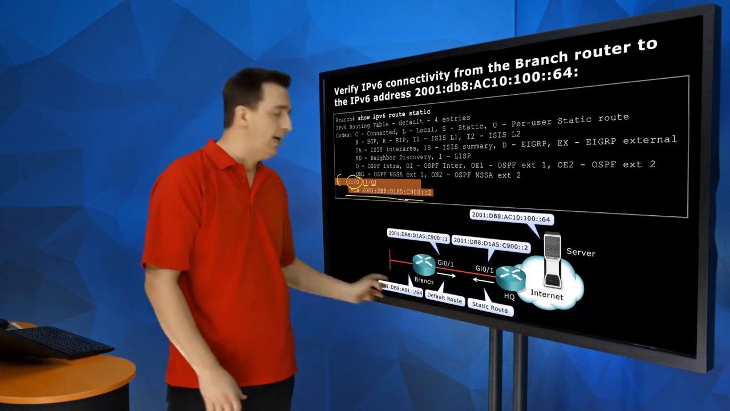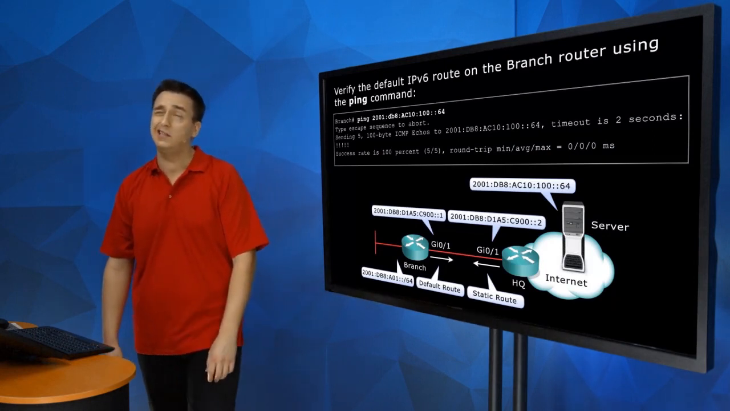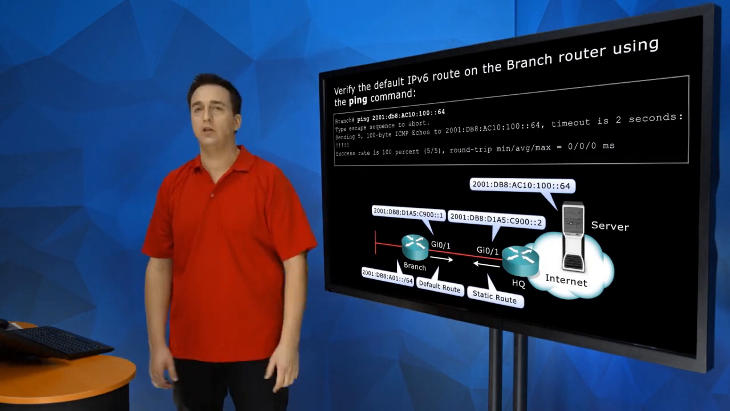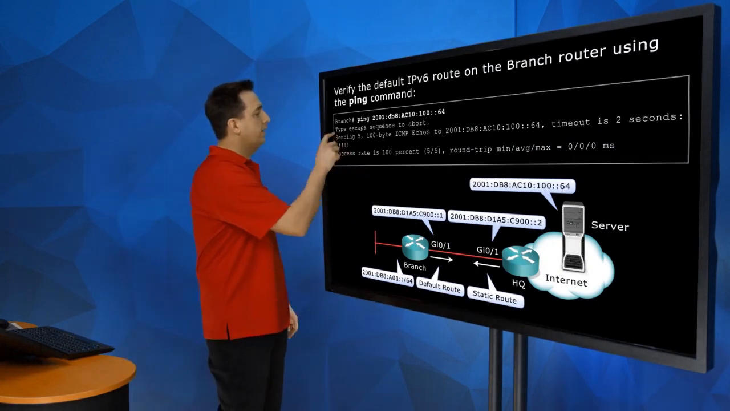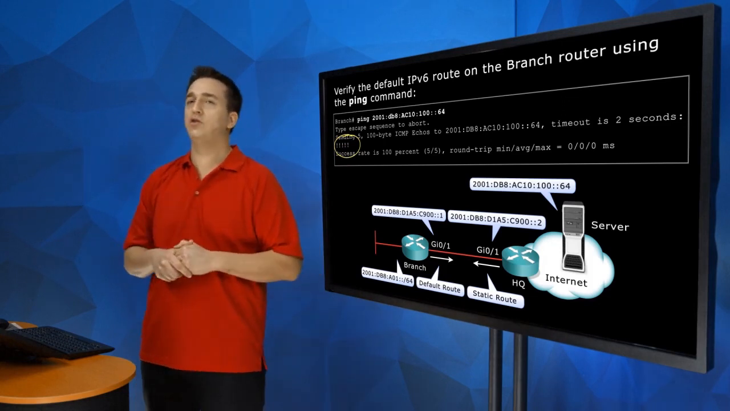So let's go ahead and test our ping. Ping 2001:db8:AC10:100::64. That's the address of the server. And we can see that our ping has been successful in this case. So we can successfully reach that server.